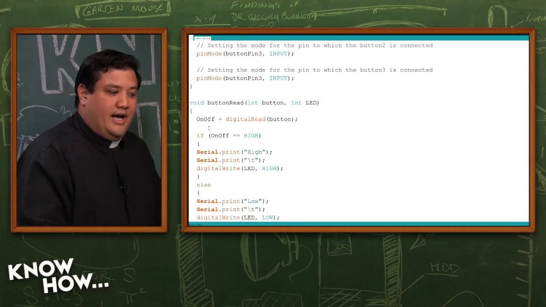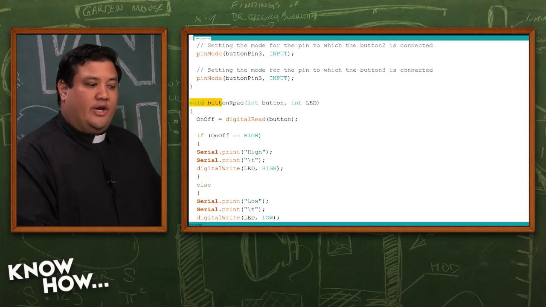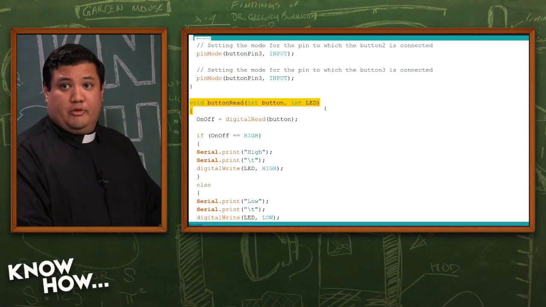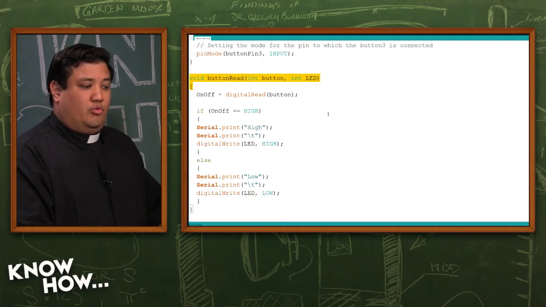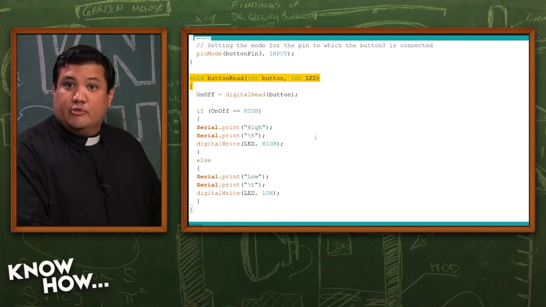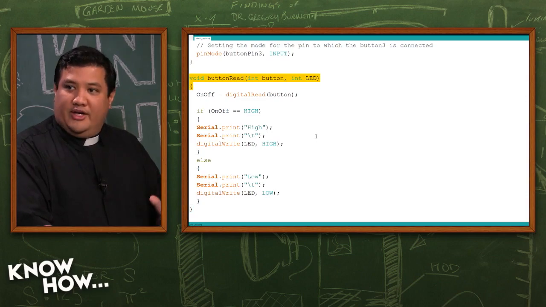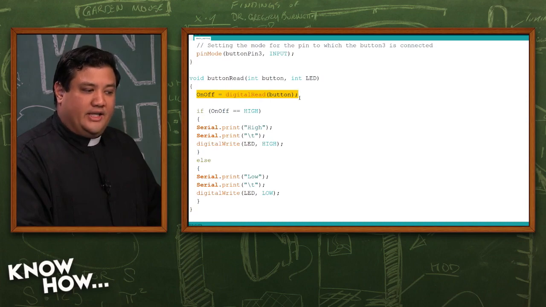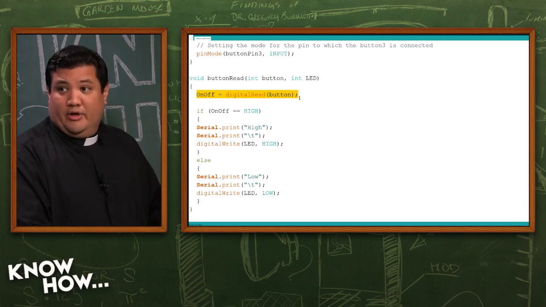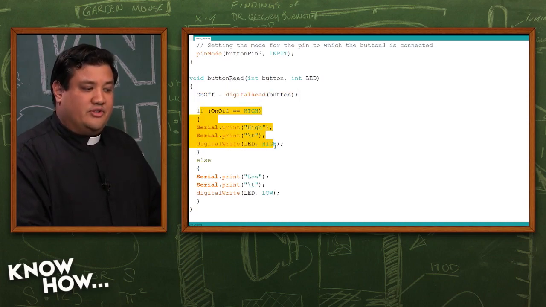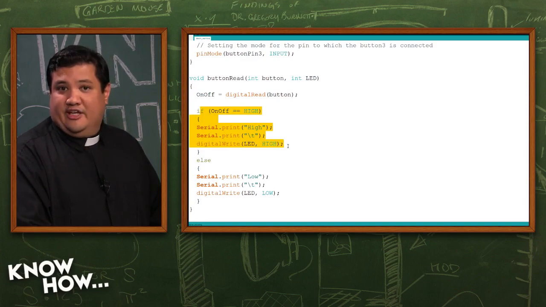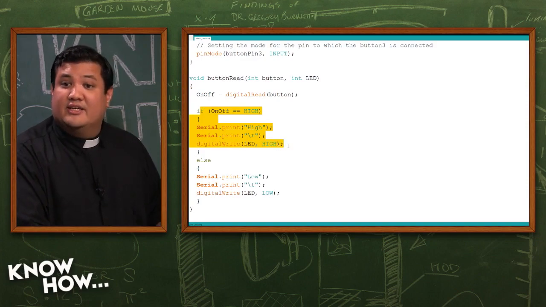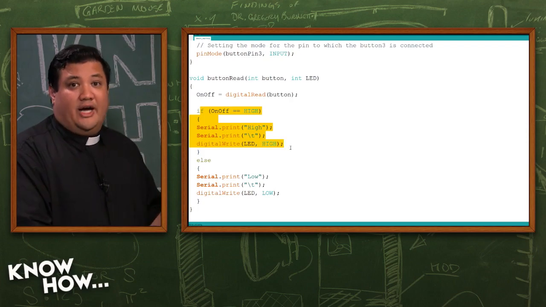So here we have void button read. I've created a custom function just like we did before when we're cleaning up. So rather than having all this code inside of the loop 3 times, I'm doing it once and then calling it 3 times. What it will do is read the button that it's assigned, either 1, 2, or 3. Then it will run it through a series of if-else statements. And if it's on, turn on the LED assigned to that particular function. If not, then leave it off.